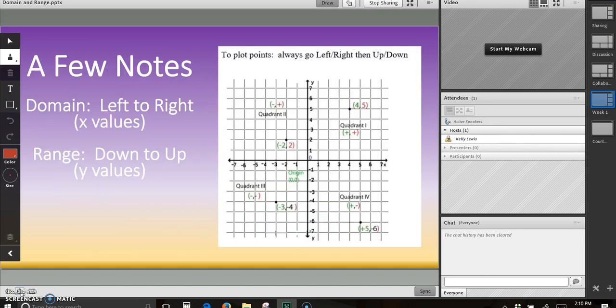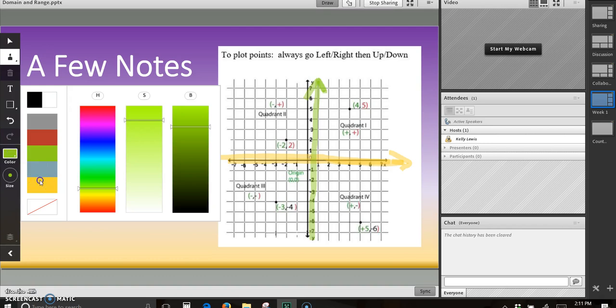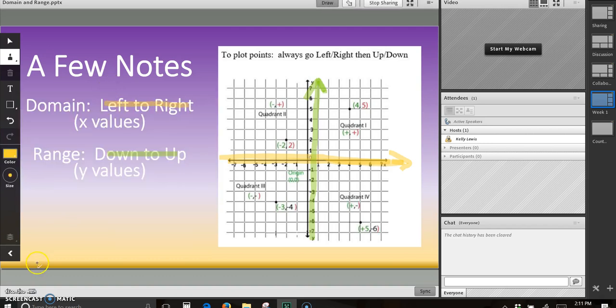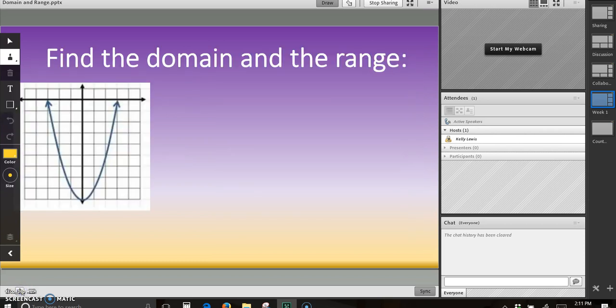All right, so remember the domain is the x's. It goes from left to right. The range is the y. It goes from down to up. Okay, so we look at down to up for range, and left to right for domain. Those are going to be important. Down to up, left to right, domain and range.